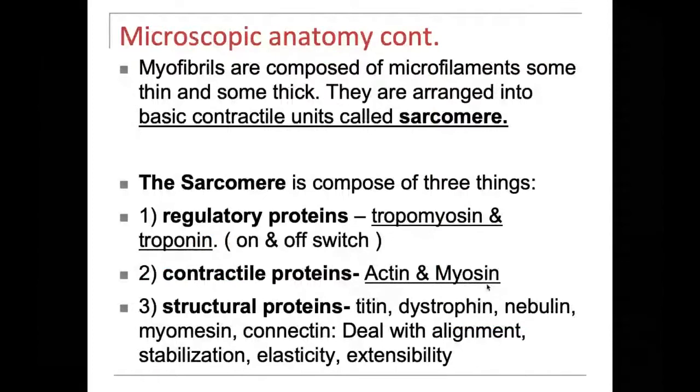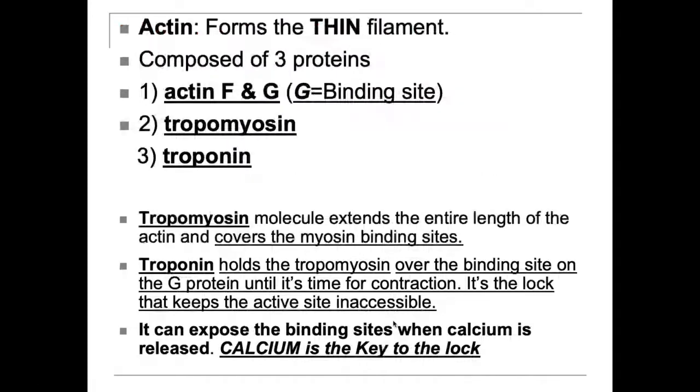Okay, so we have these myofibrils that are made up of thin and thick filaments, actin and myosin. They're arranged in these contractile units called a sarcomere. Sarcomere has the two regulatory proteins that act as an on and off switch, tropomyosin and troponin. We have the contractile proteins, actin and myosin. Actin is thin, myosin is thick. Then the structural proteins that I mentioned before that deal with the alignment of the muscle, its extensibility, elasticity, and stabilization.